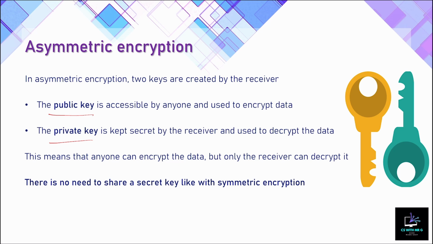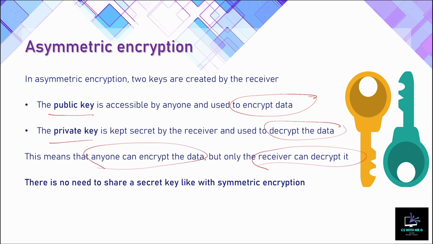Like we've said, asymmetric has 2 keys, a public and a private key. Public accessed by anyone and it's used to encrypt. The private key is kept secret by the receiver and is used to decrypt. So anyone can encrypt it, but only the receiver can decrypt it. And that's what makes asymmetric so secure.